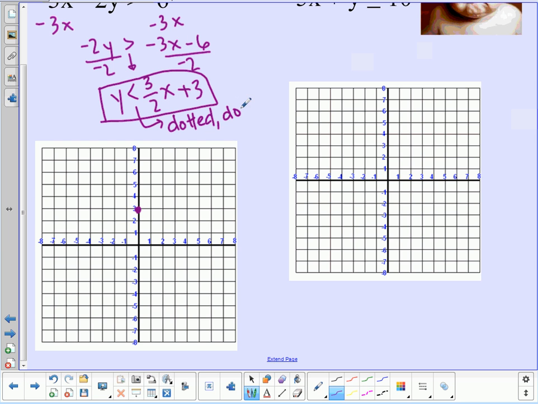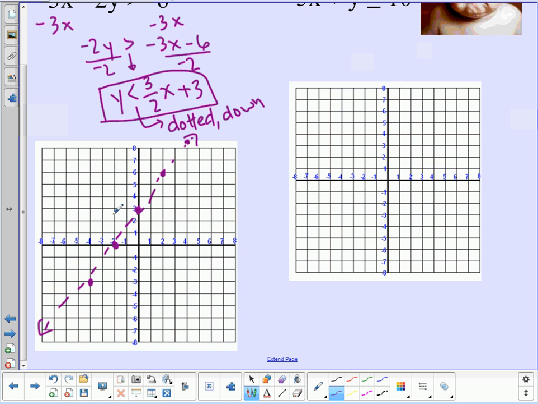This is shading down. So y-intercept of positive 3, slope of 3/2. That's up 1, 2, 3 over 1, 2. I'm off the coordinate plane a little bit, but that's okay. Or down 1, 2, 3, back 1, 2. So there's my line. It's dotted or dashed, if you want to call it that.